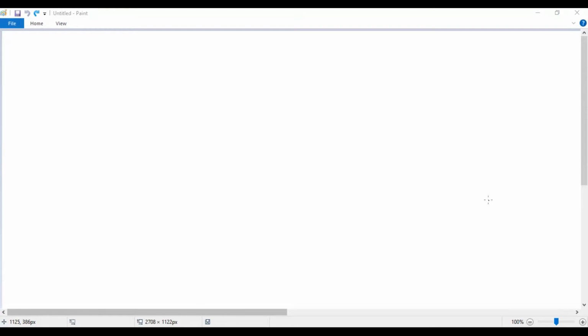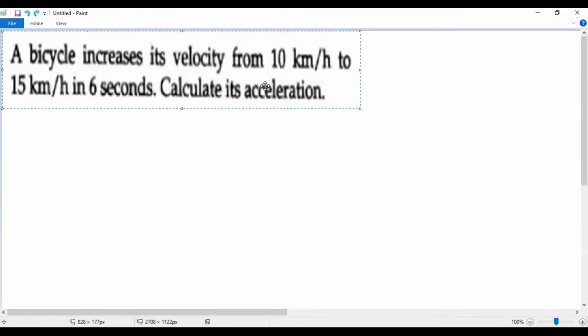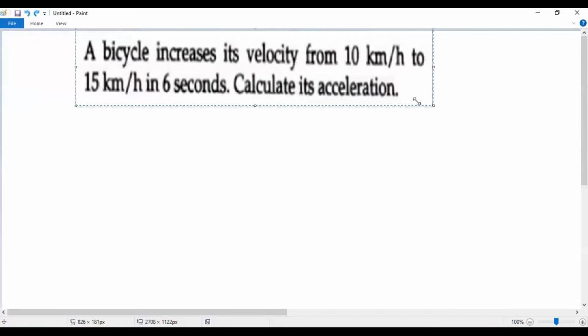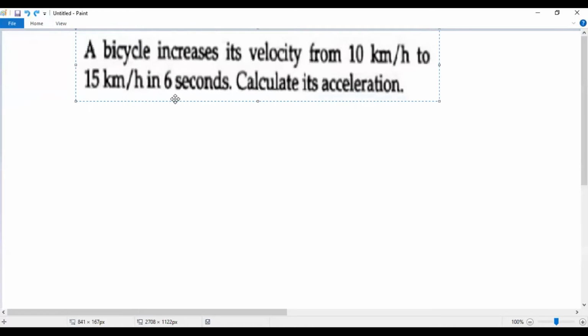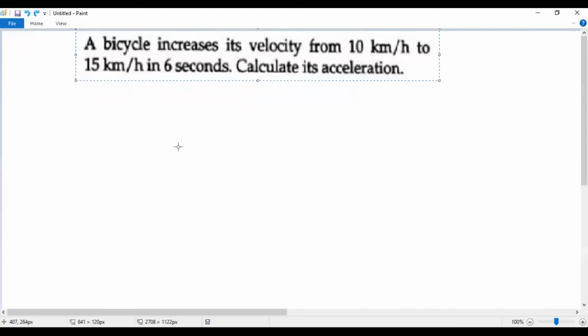So in the last video we discussed some equations of motion, but in this video we are going to do some problems using the equations of motion. Okay, so let's start. The first problem is: a bicycle increases its velocity from 10 km per hour to 15 km per hour in 6 seconds. Calculate its acceleration. Okay, so we have to calculate the acceleration here.